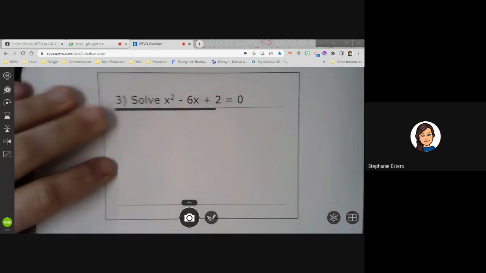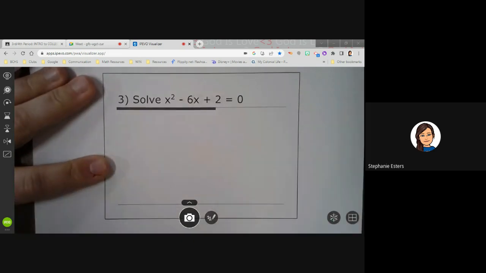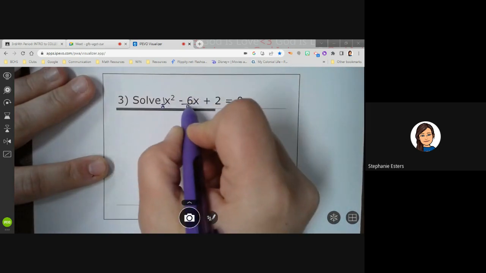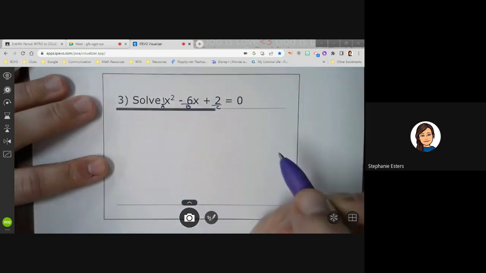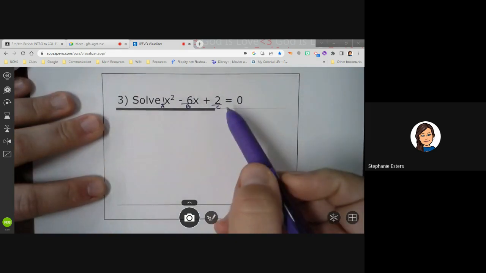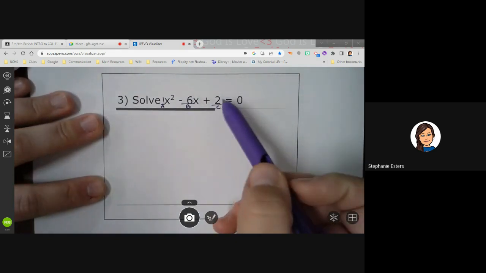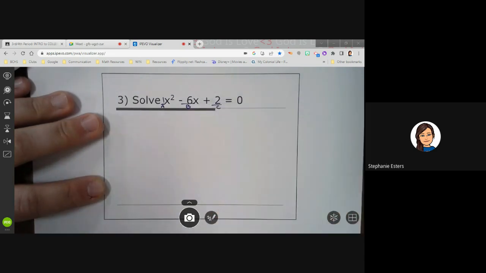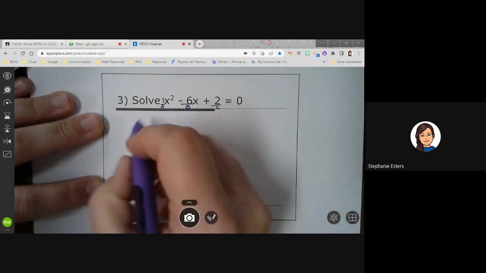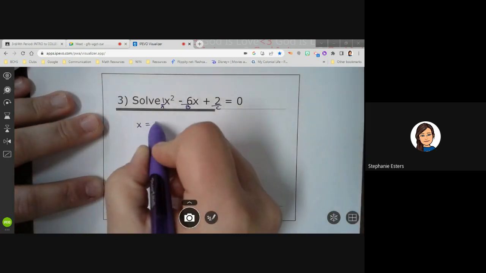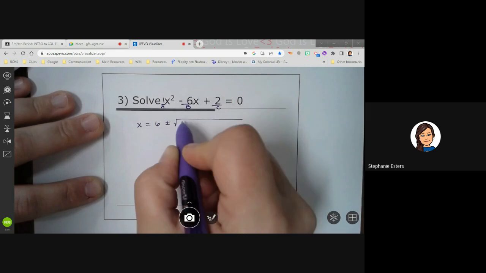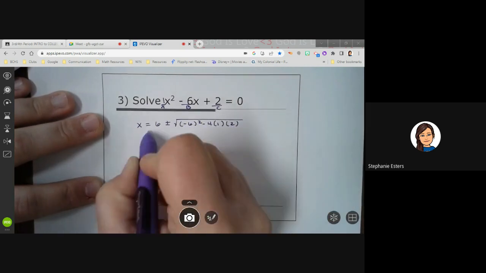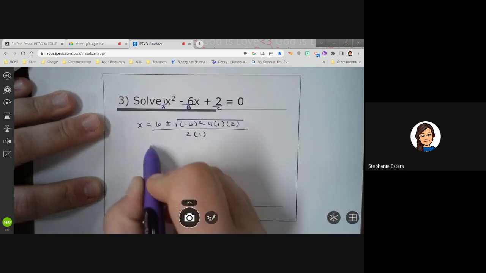All right, let's do another one. Also already in standard form, A is 1, B is negative 6, and C is 2. By the way, this is an example of one that would not factor. The only factors of 2 are 2 and 1, and that won't add to give me 6. Okay, so this is one that has to be done using the quadratic formula. X equals negative B plus or minus the square root of B squared minus 4AC all over 2A.